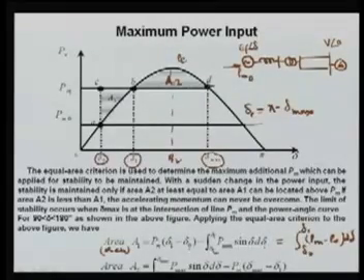Similarly, area A2 is the integration from delta 1 to delta max of PE minus PM, because this curve is above the line. Since PE is a function of sin delta, it is the integration from delta 1 to delta max of P max sin delta d delta, minus PM, which is a constant, times delta max minus delta 1.